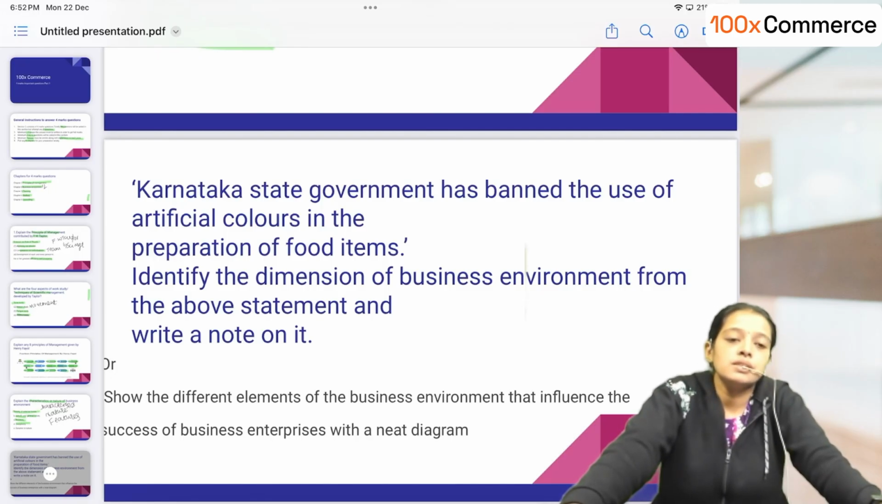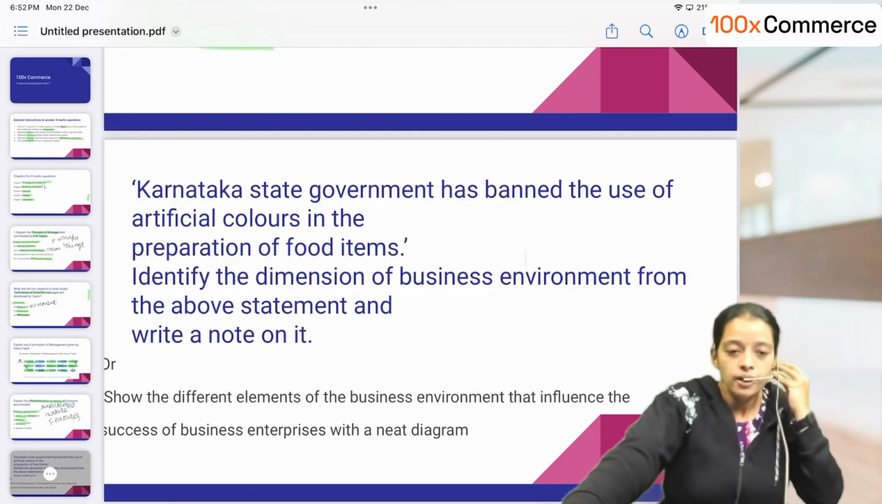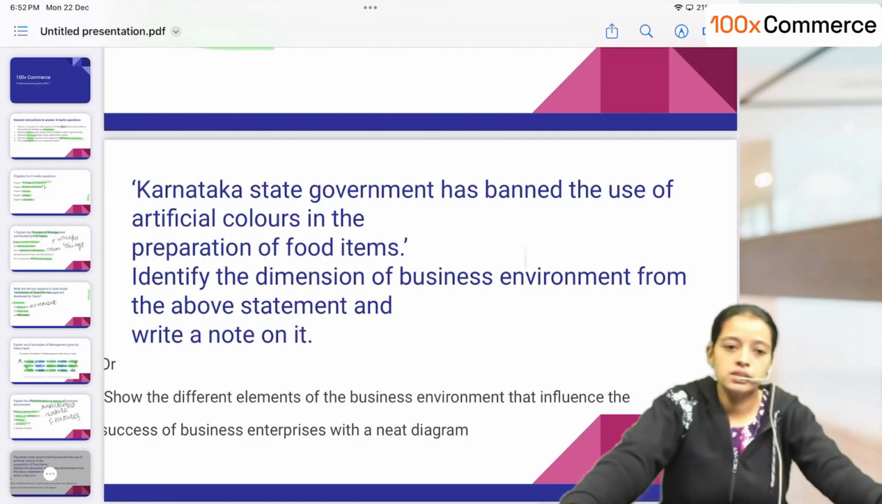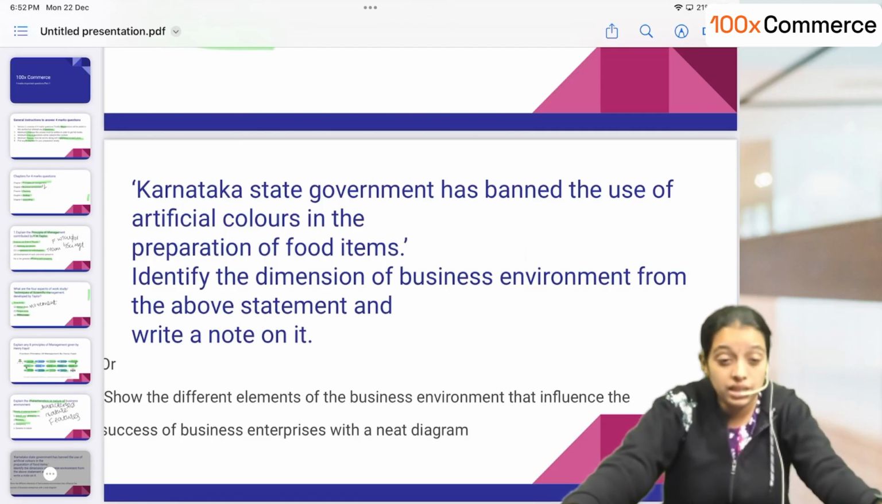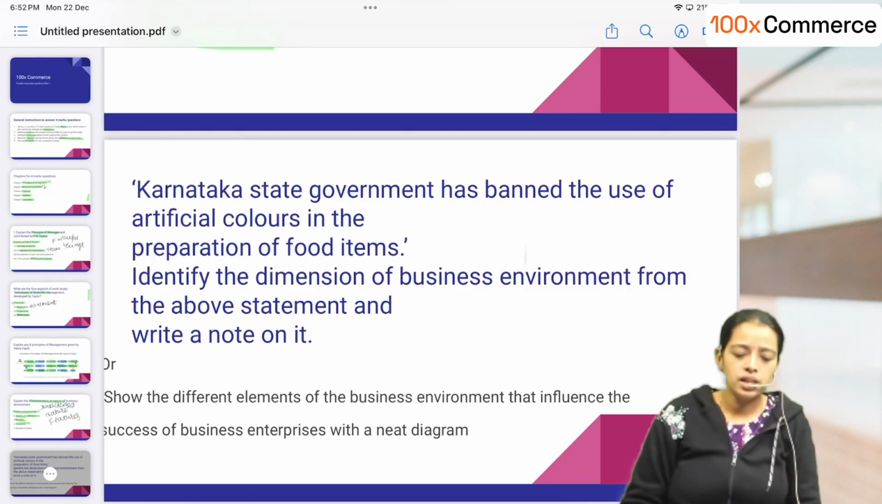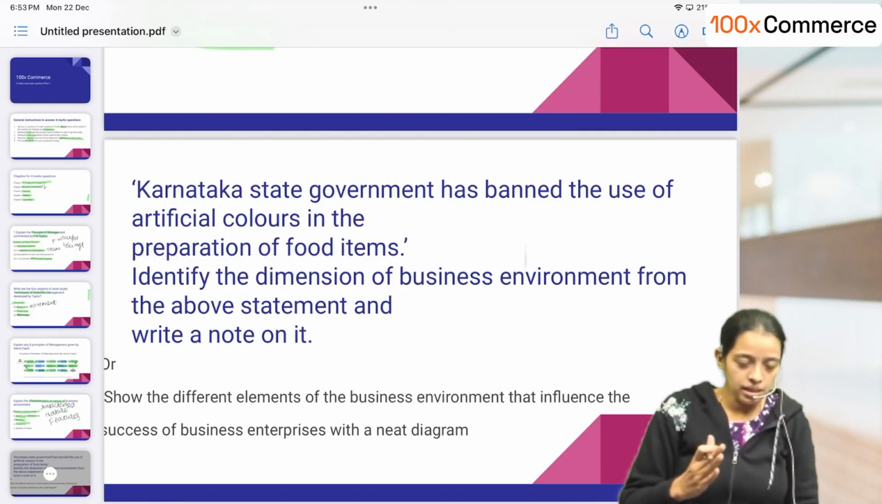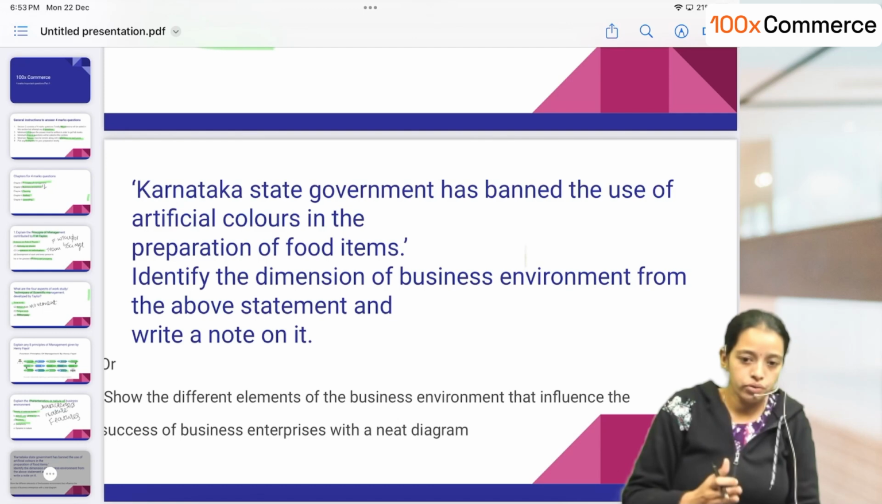Okay, so this is something related to the health of the society, right? Earlier a lot of food colors were used, especially by the street vendors. Now it is being completely banned. That is, the Health and Food Department of Karnataka has taken an initiative to ban this. Why? Because of keeping in mind the health of the people of our state.